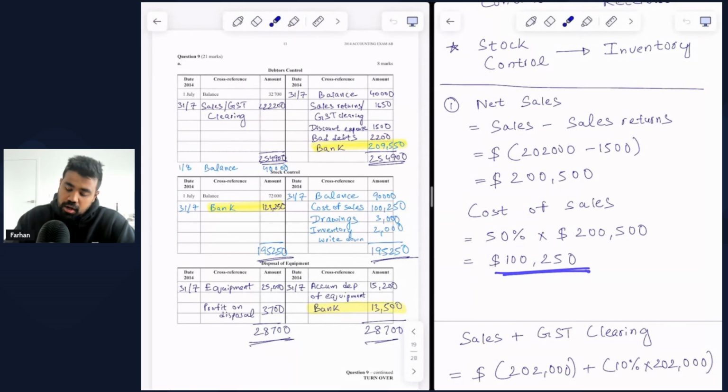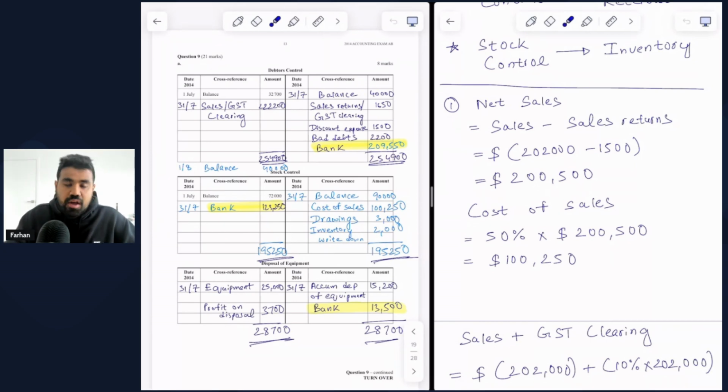Now you can choose to find the cost of sales specific to the sales returns, and then the cost of sales specific to the gross sales, and then include two entries on both sides of the inventory ledger account. But that makes the thing complicated. So I would like you to avoid that and just do this simply.